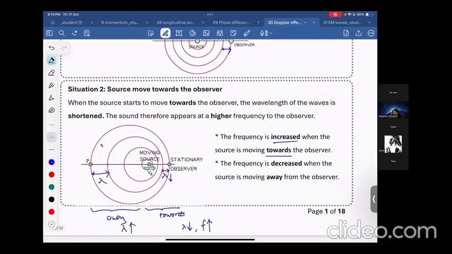Okay, why? Because v equals f lambda. This formula, v equals f lambda. The speed of the sound from the ambulance is a fixed what? In the air is a constant value. In the air, the sound can be 340 meters per second. It will be constant. So when your wavelength becomes short, then your frequency must become high. Okay? Frequency must become high.